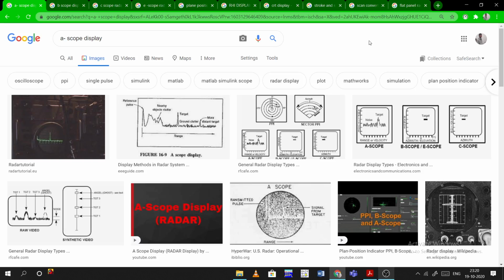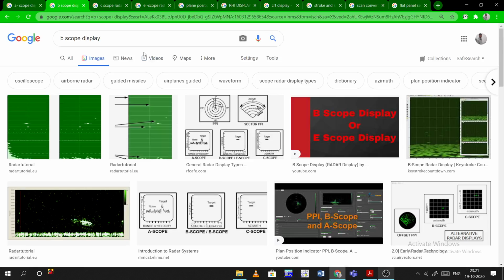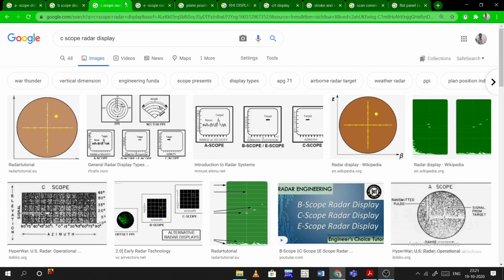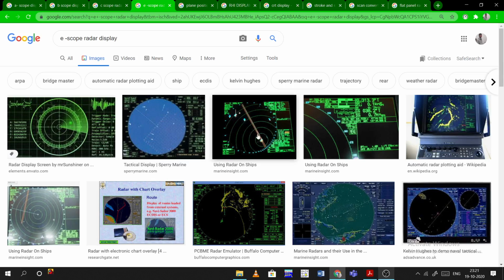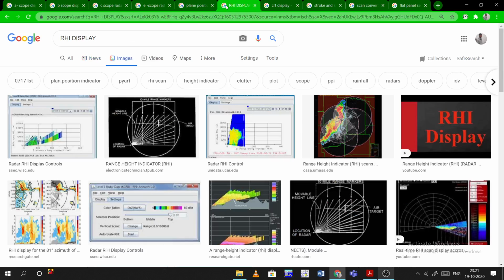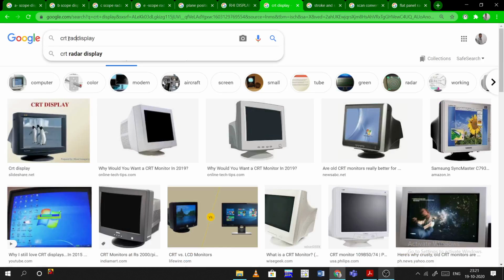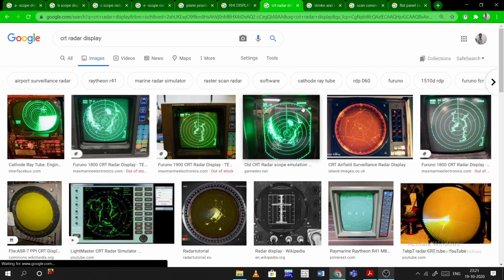Now coming to the types of displays, you can see how they look in real life. They look like an A scope, and you can see the B scope, which looks somewhat like this, then the C scope and E scope. This is a plane position indicator display, that is a high radar. This is a range height indicator. And CRT is the cathode ray tube, a normal television type. It looks the same. It is like a TV to monitor the display.